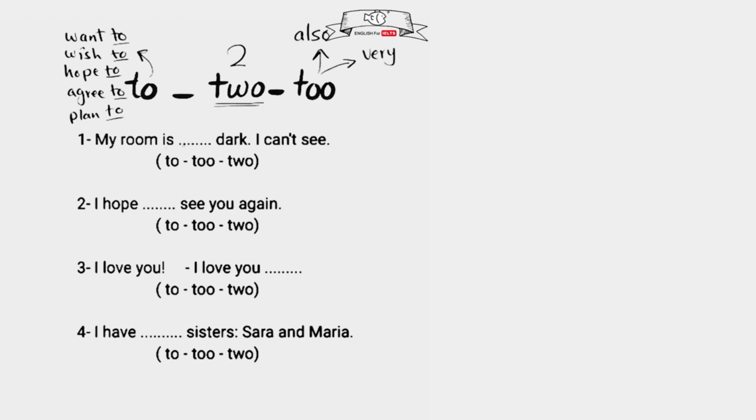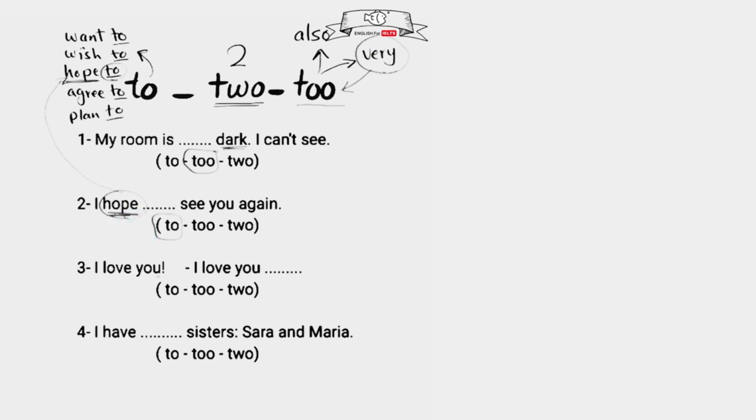My room is blank dark. I can't see. Look guys, I can say my room is very dark. So I can use very dark here. So the correct answer is too, double O. I hope blank see you again. Hope is one of the verbs followed by to, one O. So we use to, one O here.